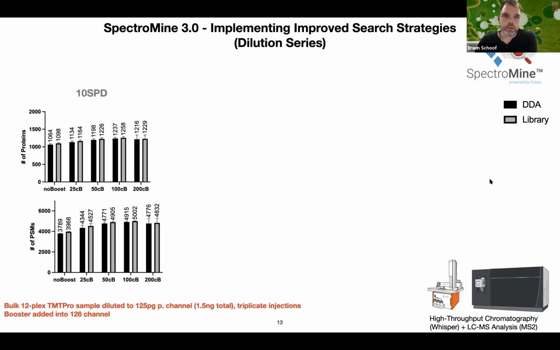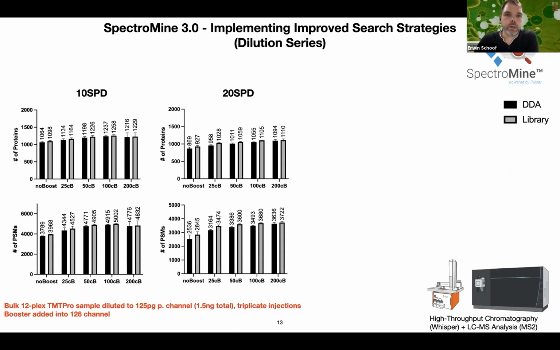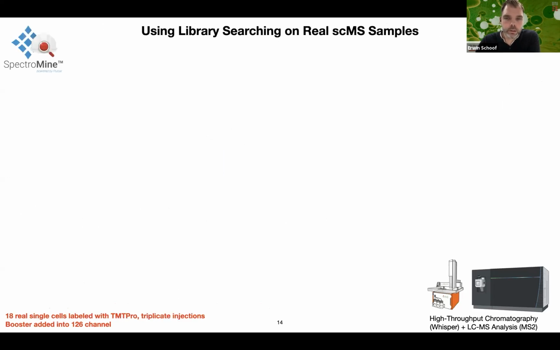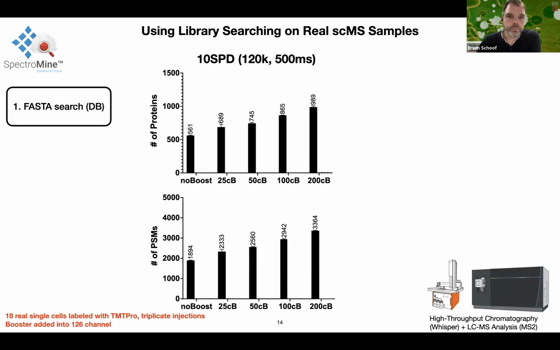If we then shorten those runs to the 20 SPD method, i.e. 20 samples per day or 1-hour gradient, you can see that with the higher boosting, we are still well above the 1,000 proteins in the single cell channels. But indeed, we are definitely identifying less. It's really up to the individual researcher to decide what they find more important, but we are still getting quite good numbers of peptides. But dilution series is one thing. We, of course, want to do this on real single cells.